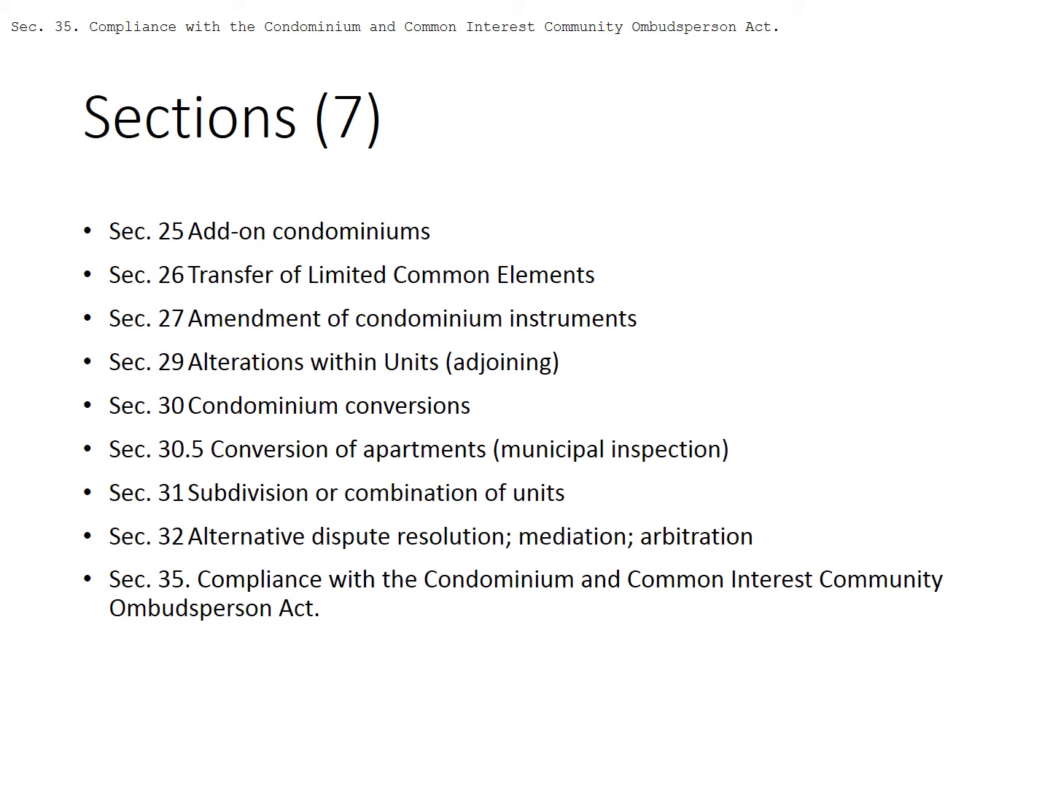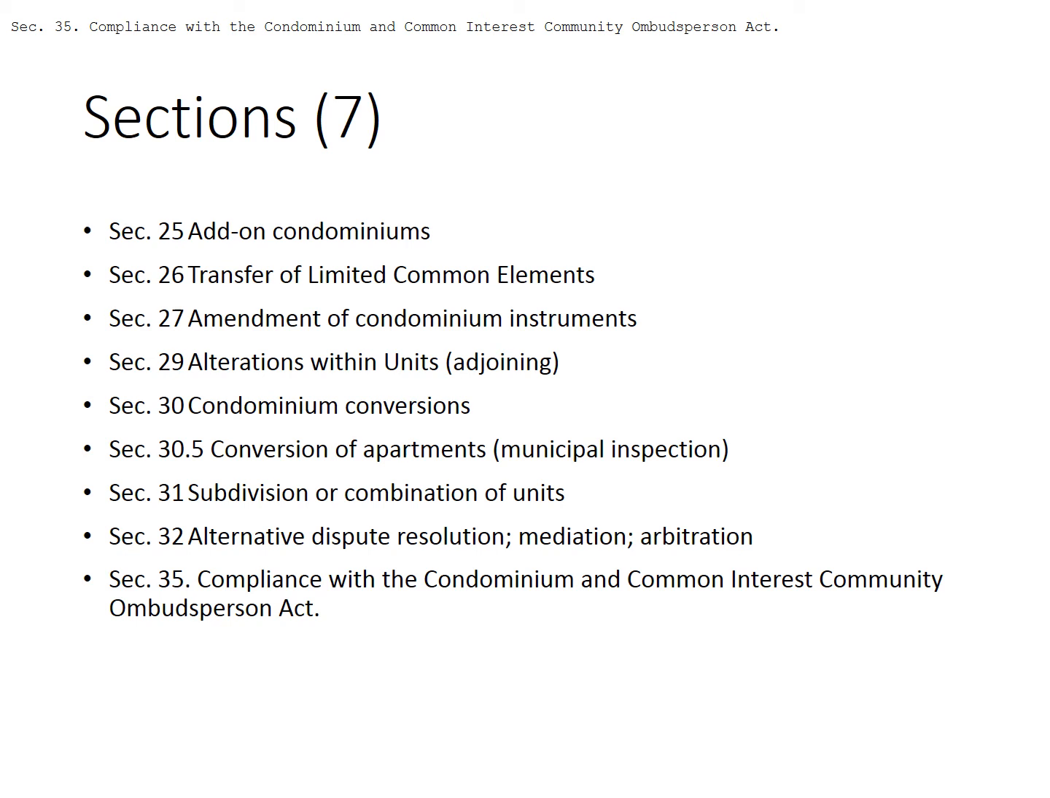29, alterations within adjoining units. If a unit owner owns 2 or more units, they can remove the partition as long as it doesn't impair the structural integrity of the building. Condominium conversions, 30 and 30.5. This provides how apartment buildings are going to be converted to condominiums. There was an awful lot of that done, as you know.